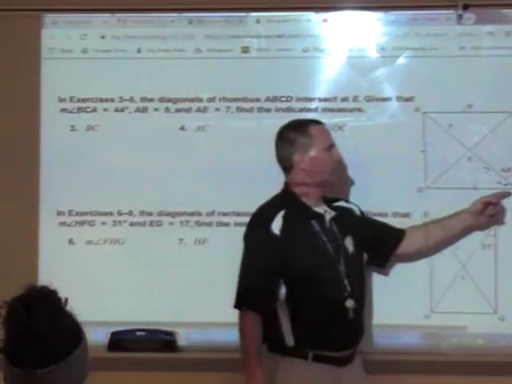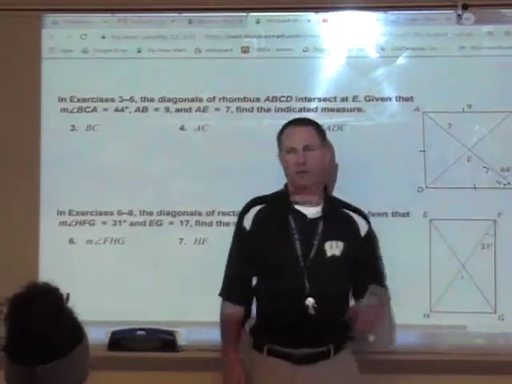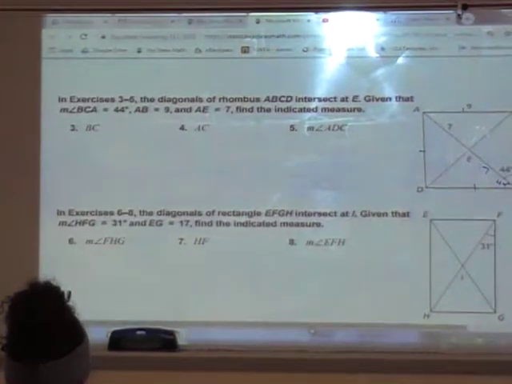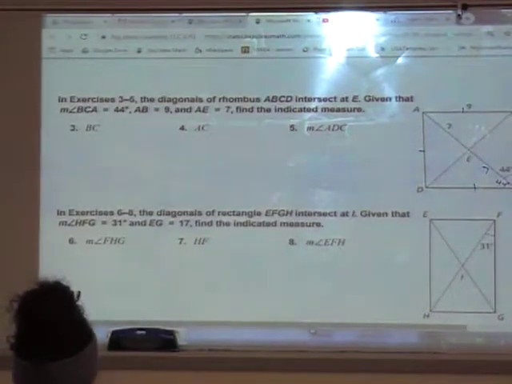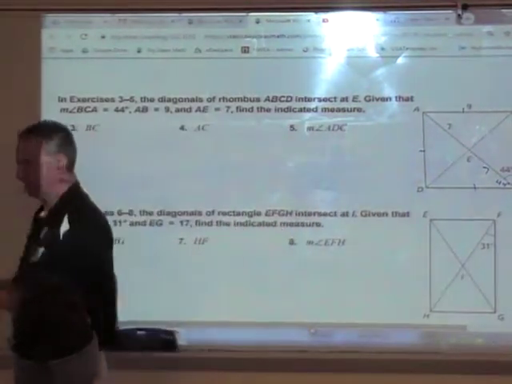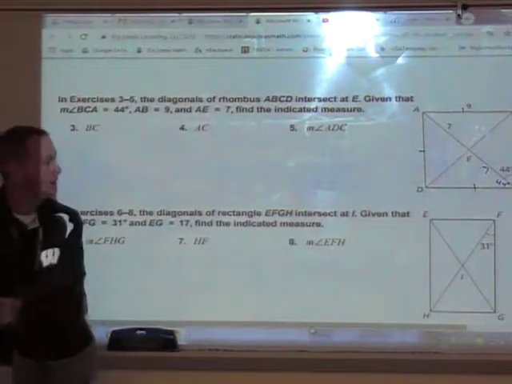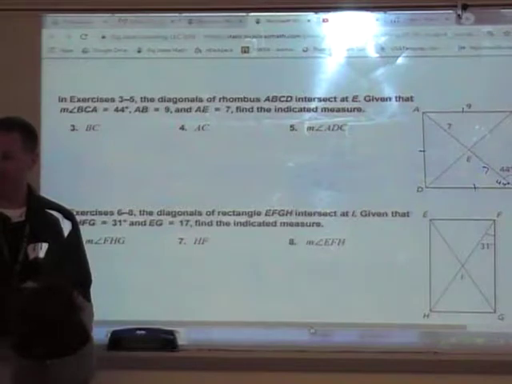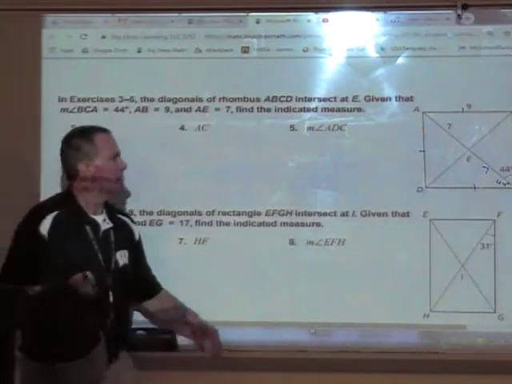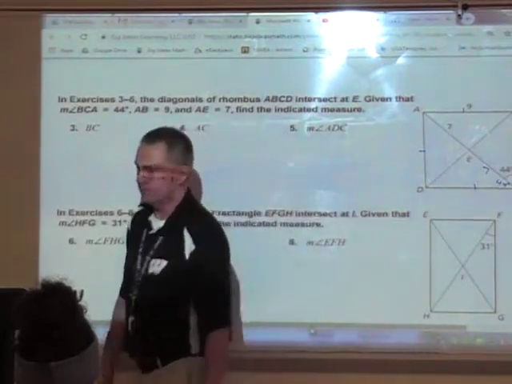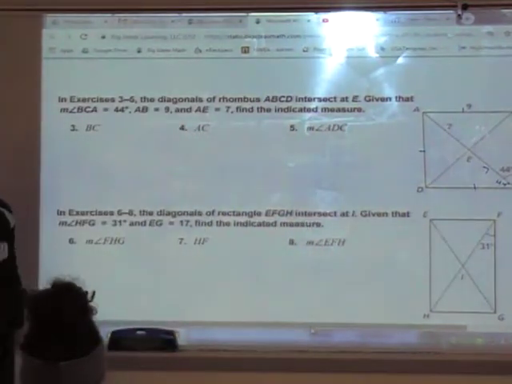BC. Raise your hand. What is BC? Rudy: 9. All sides are congruent, right? BC should be the same as AB. So BC is 9. Excellent. Alright. What about AC? AC is 14, yeah. The whole length here. If these two are both 7, then AC must be 14. Good job. And then the last one, ADC.